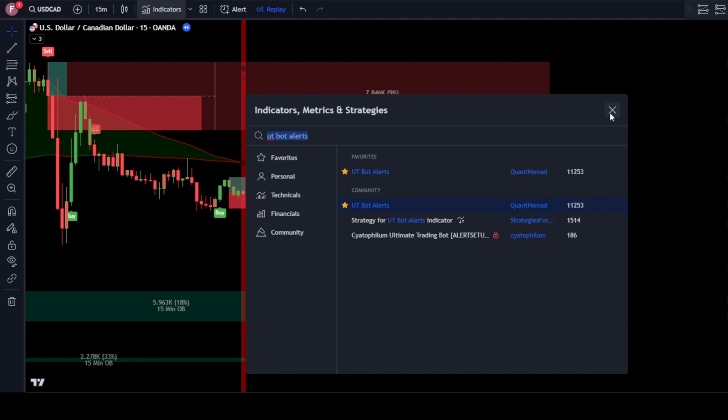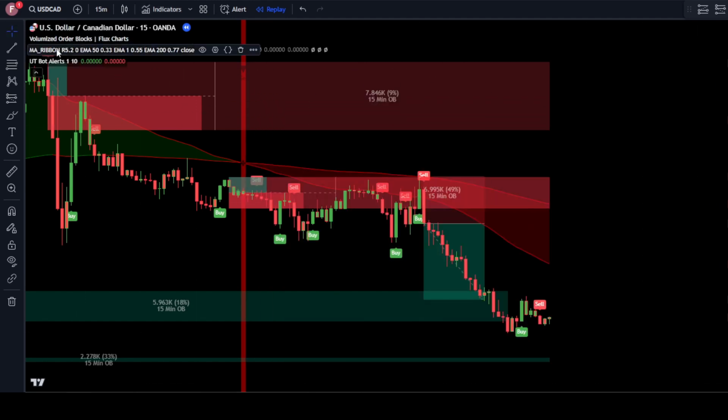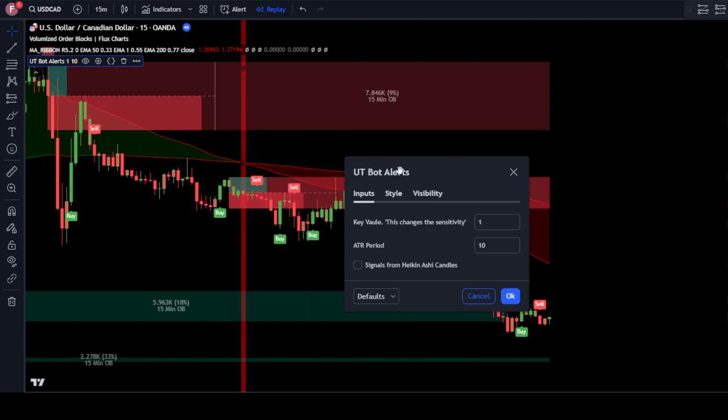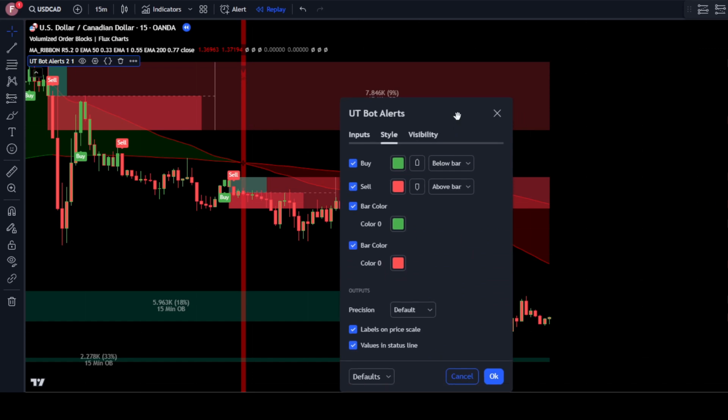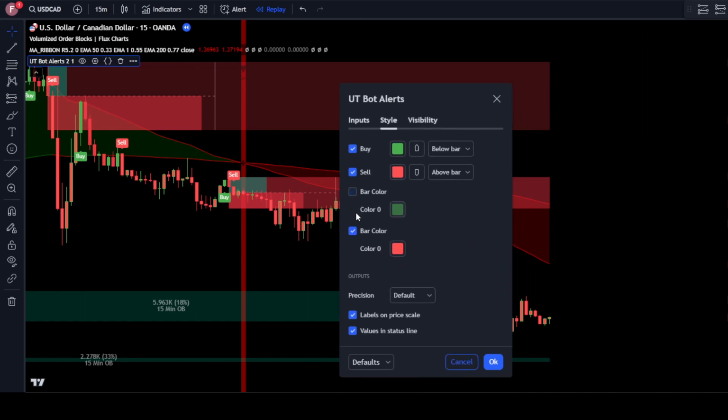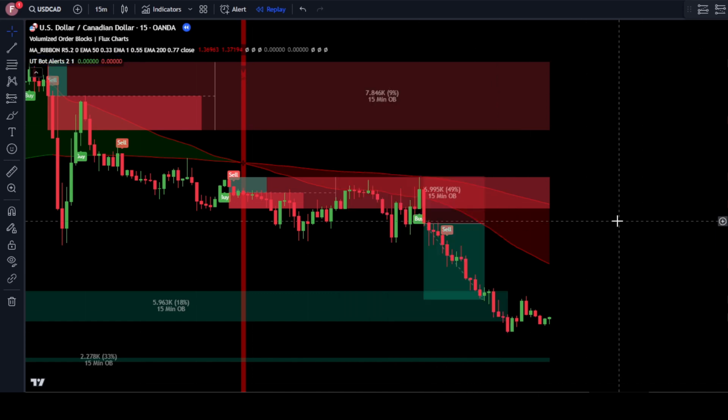Next, go to the UT Bot Alerts Indicator Settings tab. In the Input tab, change the key value number to 2. Then change the ATR period number to 1. After that, go to the Style tab. In the Style tab, uncheck the bar color option. Once done, simply click OK to confirm the changes.